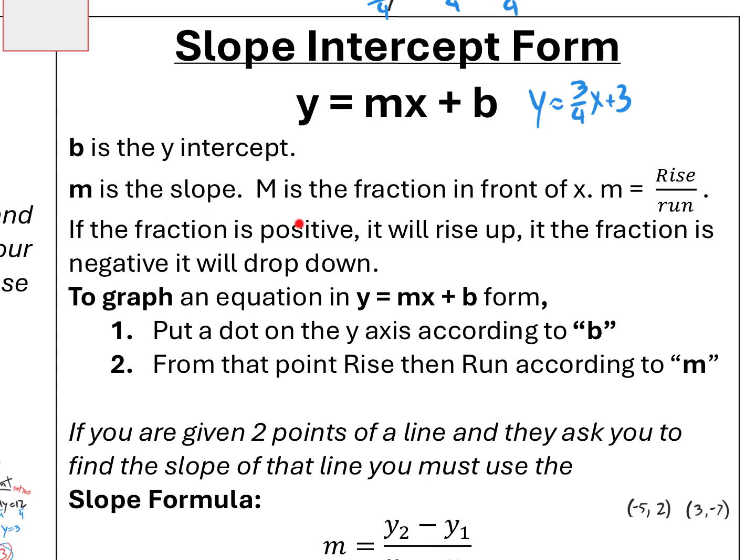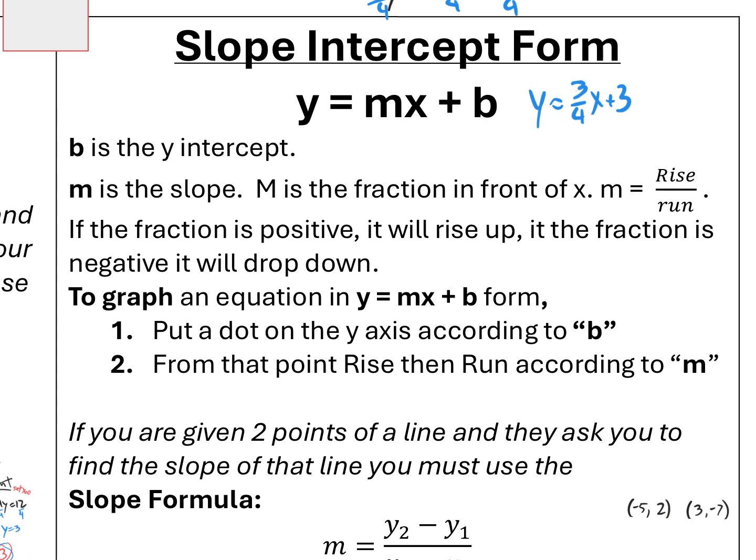If the fraction is positive, it will rise up. That's a positive fraction, so it's going to go up 3. If the fraction is negative, then it will drop down. Oh, typo, I put it, the fraction. It should be if the fraction is negative, it will drop down. So if you had a negative 3/4, then instead of going up 3, you'd actually be going down 3.